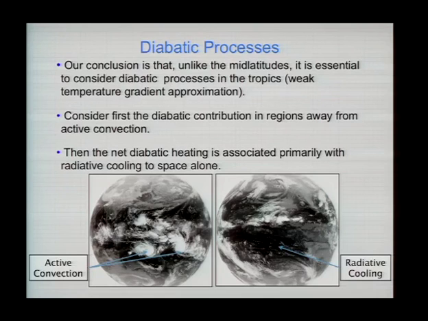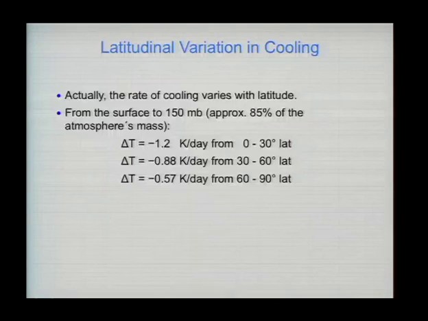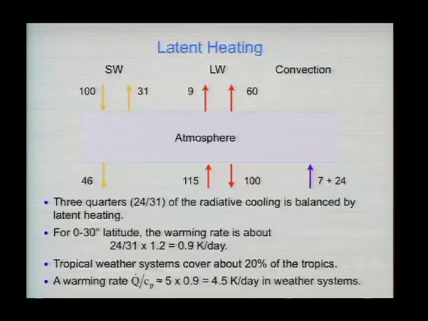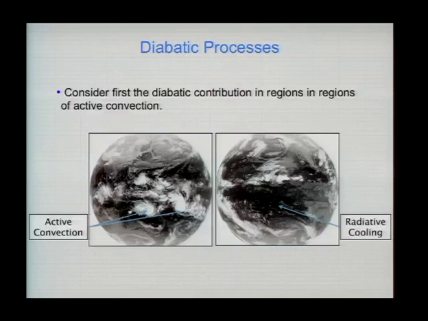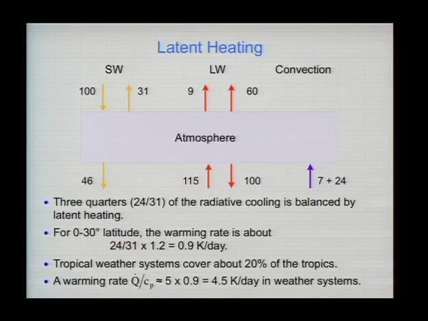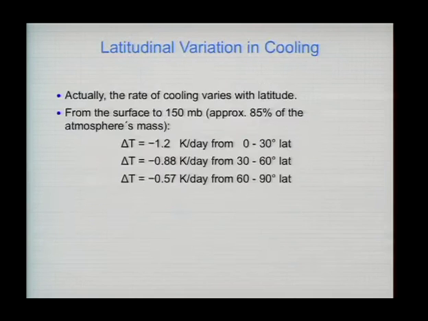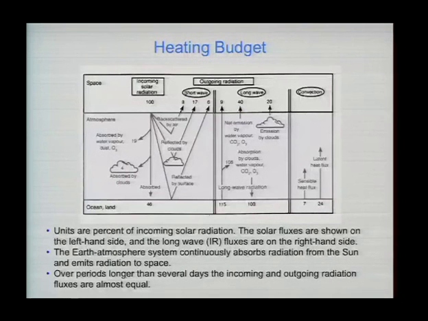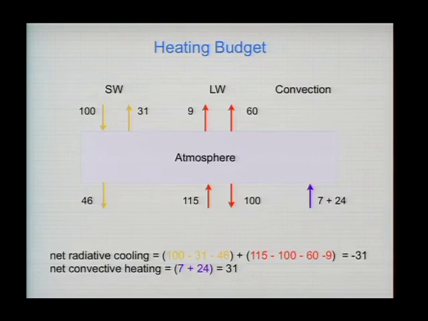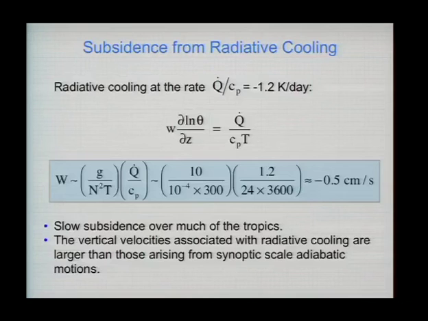What about over here? What about in the active convection? What's going on there? Well, let's go back to our heating budget. About 3/4 of the radiative cooling is balanced by latent heating. So 24. Now heating budget, let's go back. That was the latent heat flux. So of 100 coming in, 24 out of 100. That's how big the latent heat flux is.